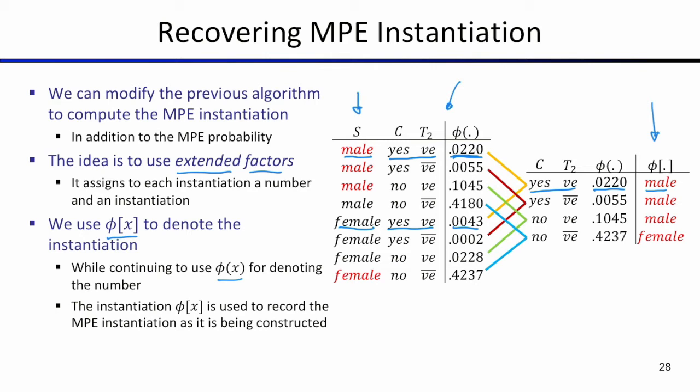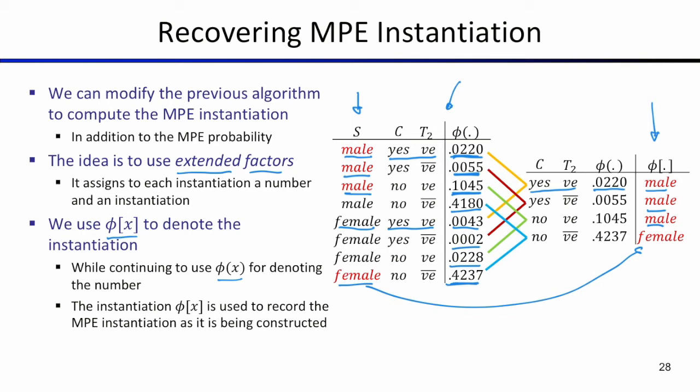And we keep on doing this. So when we compare this guy here with this guy here, we know that this one, 0.0055, is larger, so we're going to store male here. And when we compare this 0.1045 with this 0.0228, we know that this guy is larger, so this male corresponds to this one. And finally, when we compare this one with this one, we know that this one is larger, so this female goes here. So basically taking note of the instantiation, the value of the variable that we are maximizing out, what is the value of a maximum probability.